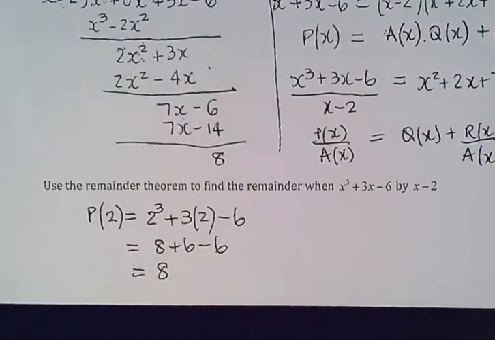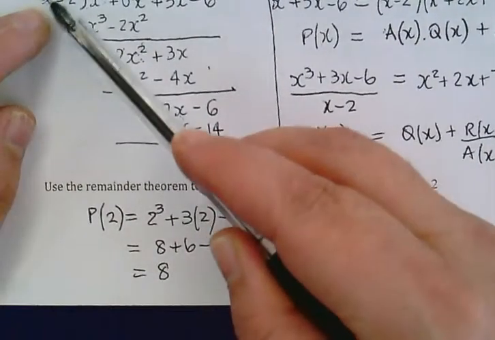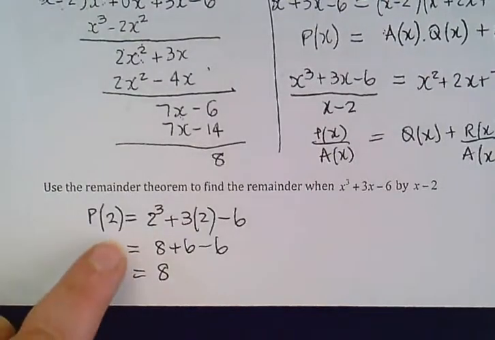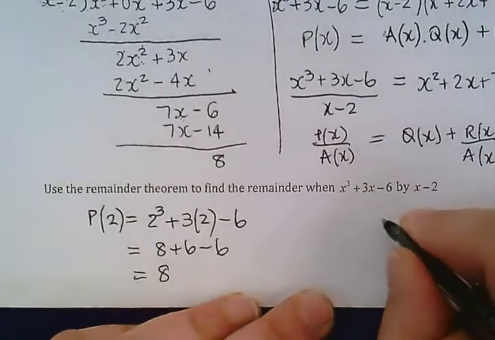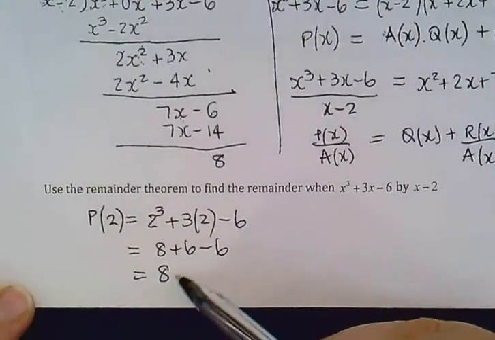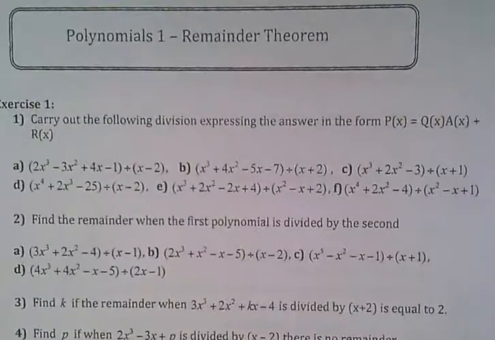So notice I've got my remainder, but because I'm dividing by x minus 2, it has to be in that format, x minus a. If I was dividing by x plus 2, I would substitute in negative 2 here. So if you're dividing by x minus a, you substitute in the a, and that gives you the remainder. See, the remainder is 8. The remainder theorem. Question 1 says to carry out these divisions.